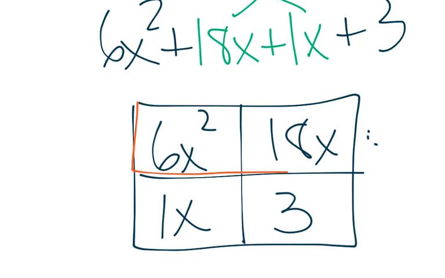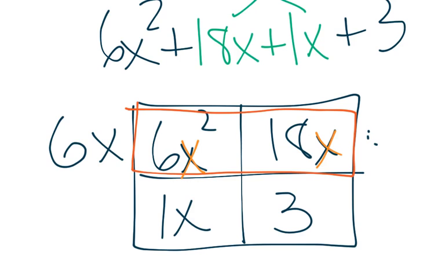So let's look at this first row. We have 6x and 18x. They're both multiples of 6, and they both have an x. So we are going to write 6x. In our second row, we have 1x and 3. They don't have anything in common, so we're just going to write 1.